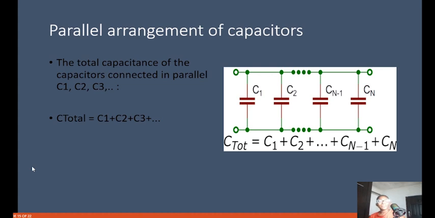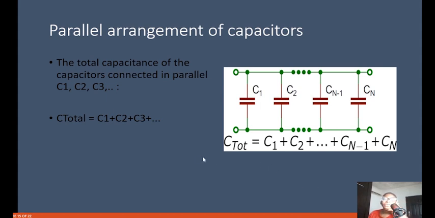So now we have the parallel arrangement of capacitors. Just the same way we talked about the arrangement of resistors, we also have the arrangement of capacitors. But the only difference is that the way parallel capacitors work is the way series resistors work, and vice versa. So these capacitors are connected in parallel. You can see the parallel arrangement. The total capacitance of the capacitors connected in parallel is just their addition.